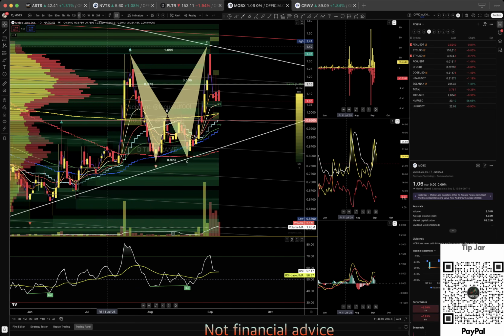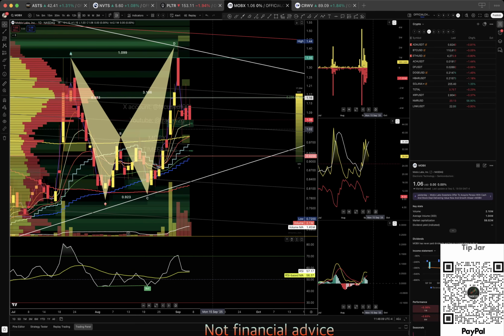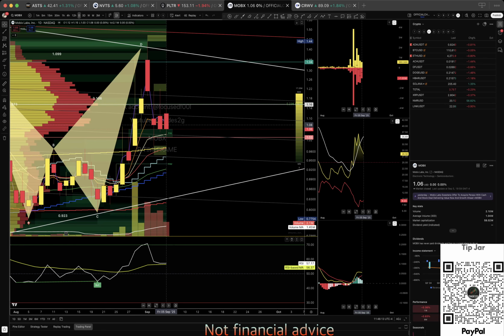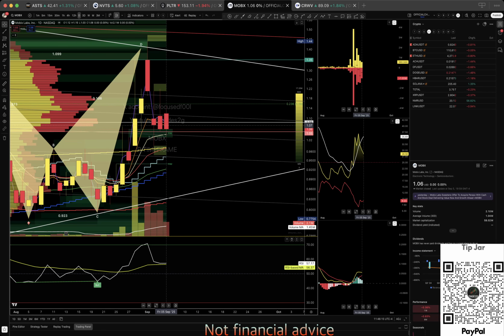Notice what the EMAs are telling you. We have the 200 as support. We have the 10 EMA as support on the daily. I don't like how we're below the 5 EMA. We don't want to start seeing that acting as resistance. This is literally the point of contention. This is literally the pivotal point for this ticker.